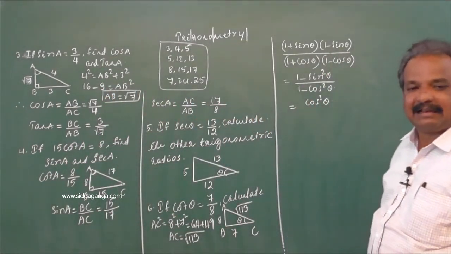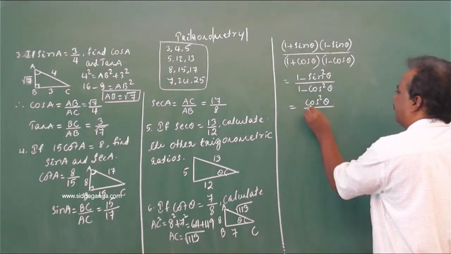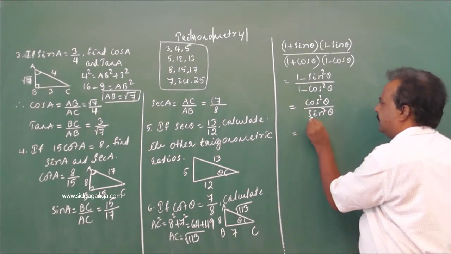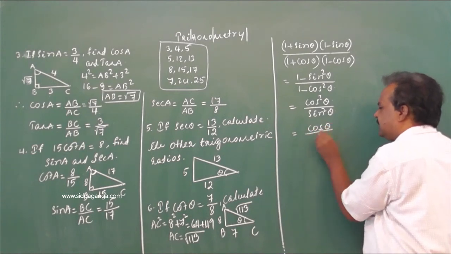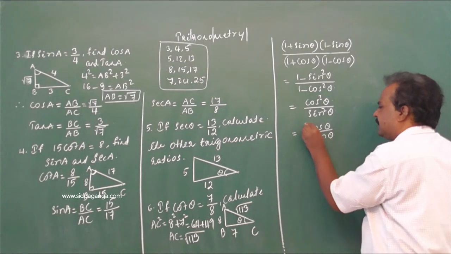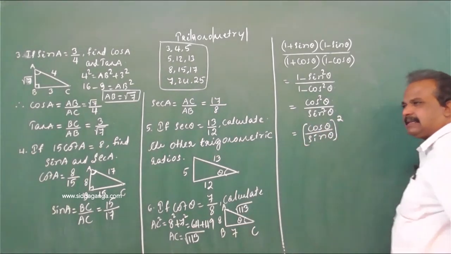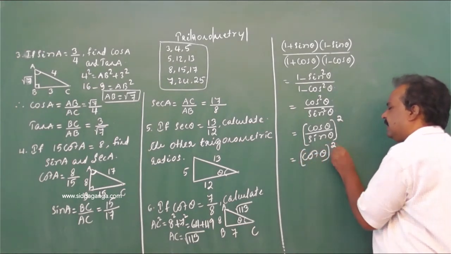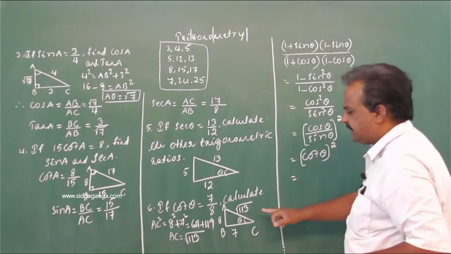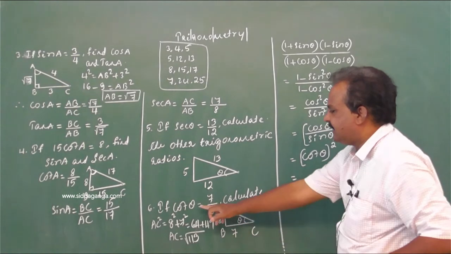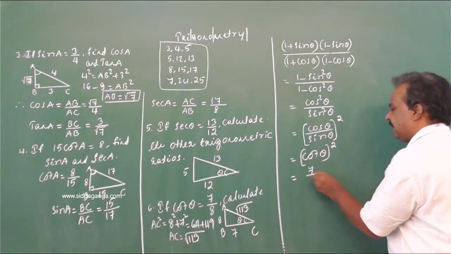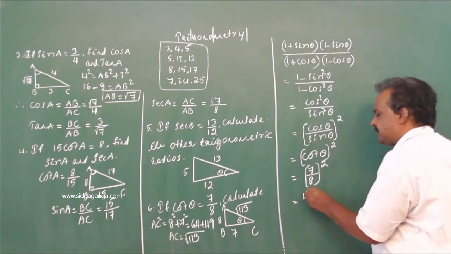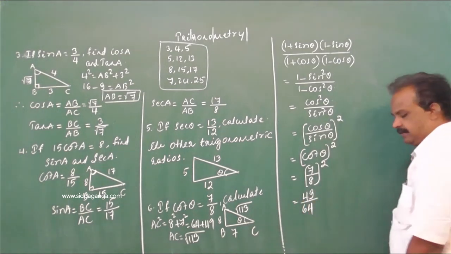So most of you are writing the right answer. Cos square theta by 1 minus cos square theta is sin square theta. So you can write this as cos theta by sin theta whole square. Am I correct? What is cos theta by sin theta? Cot theta whole square. What is cot theta? Cot theta is given to be 7/8. No need of writing the triangle. 7 square is 49, 8 square is 64. Exactly correct.